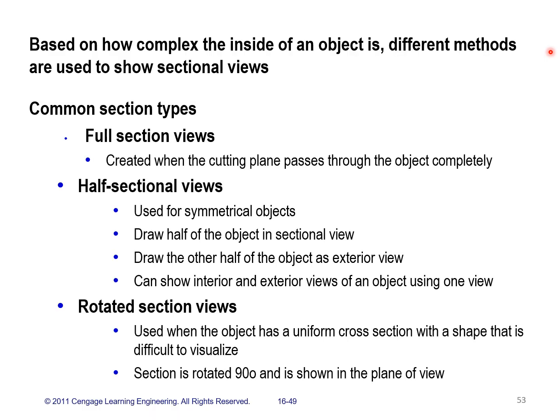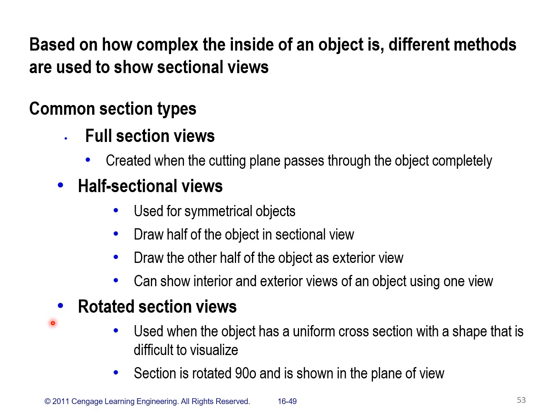Based on how complex the inside of the object is, different methods are going to be used to show the sectional views. The common section types are, first, the full section, which is created when the cutting plane passes through the object completely. We have the half sectional view, which is used for symmetrical objects. Draw half of the object in a sectional view and the other half as an exterior view. It can show the interior and the exterior of the object using one view.